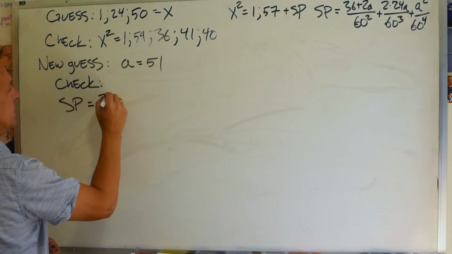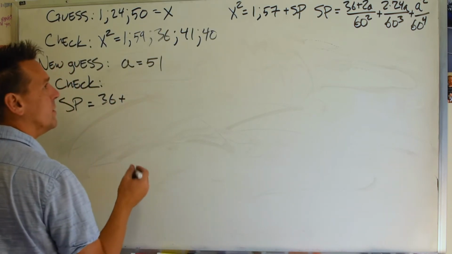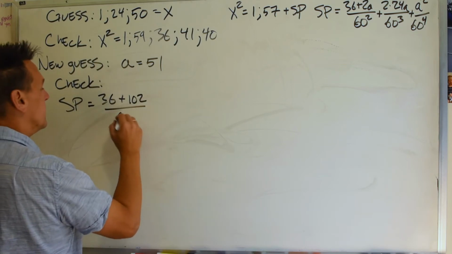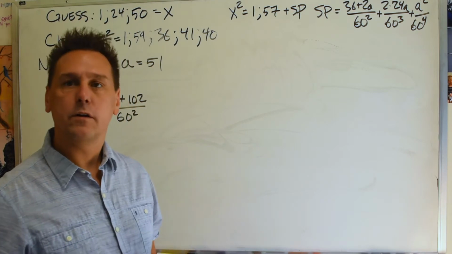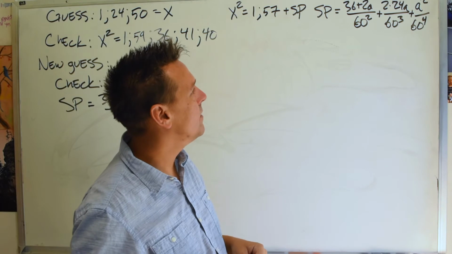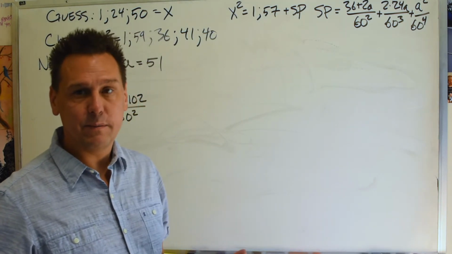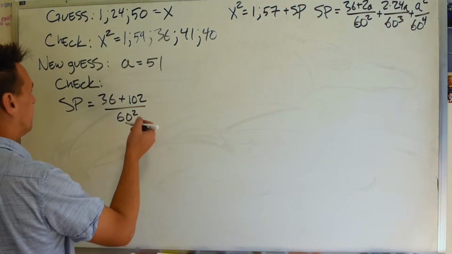It's going to be 36 plus 2 times a. A is now 51, so 102 over 60 squared. And you can imagine that I could have been a little bit more efficient and kept most of what I had there. But it starts to get a little convoluted. I'm likely to make mistakes. It's probably just easier to write this out a little bit.